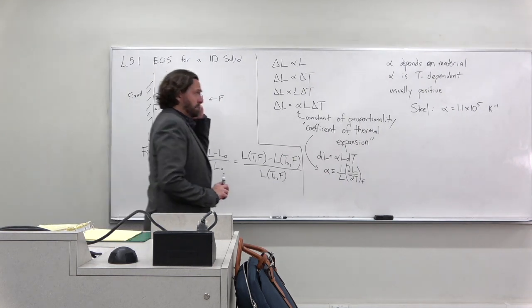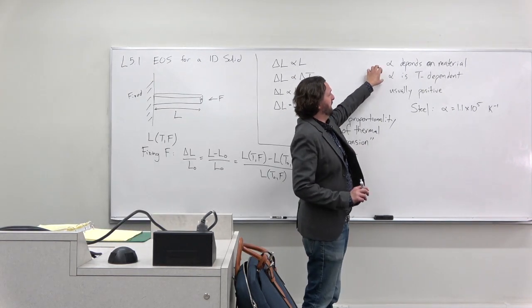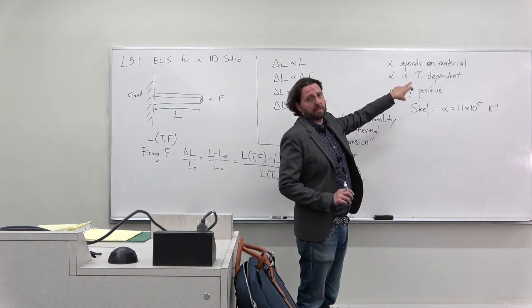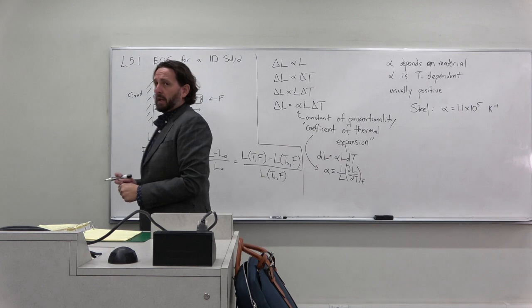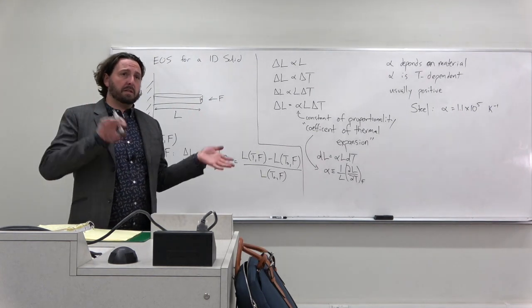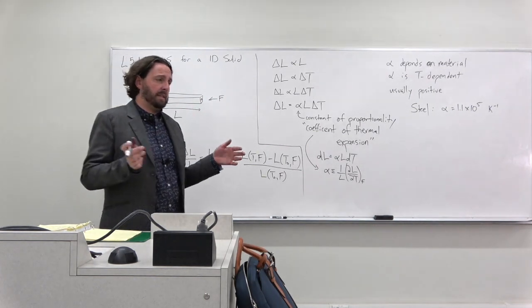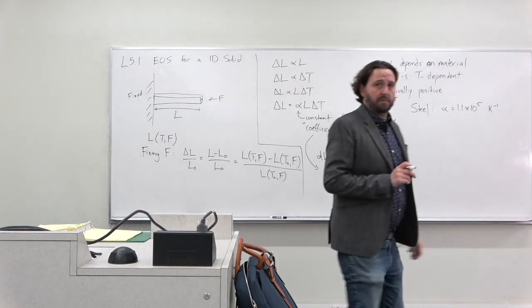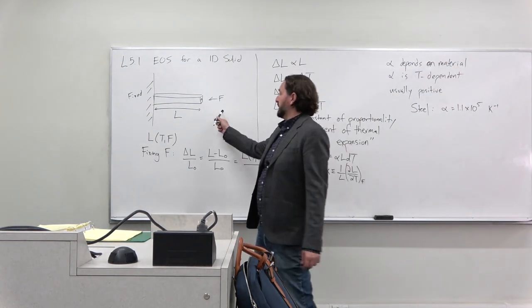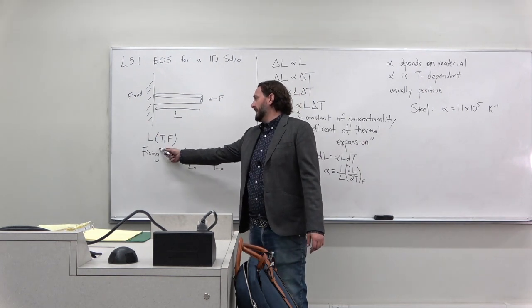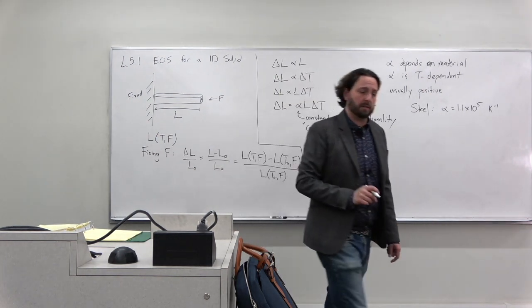Okay, now I have a really nice graph that shows how alpha depends on temperature for a whole bunch of materials. It's taken from a book called Pobel. And I'm actually going to stop the video and I'll splice that in here and we'll discuss it. And then we'll start with lecture 5.2 on the next part of our equation of state for a one-dimensional solid, which is fixing the temperature and varying the force.